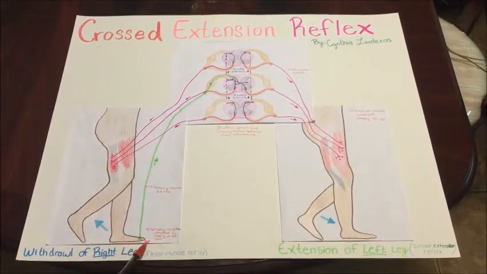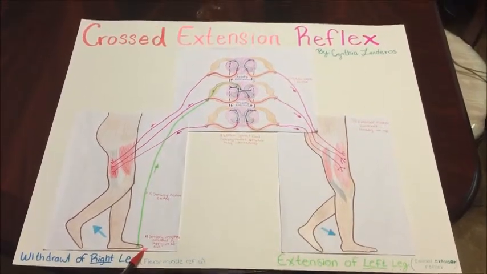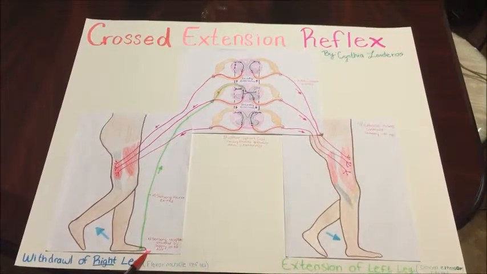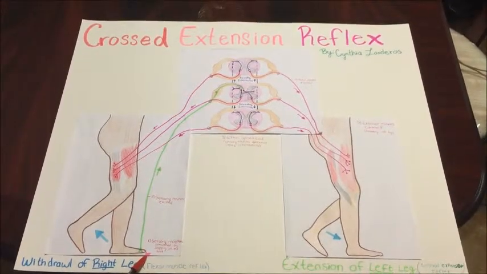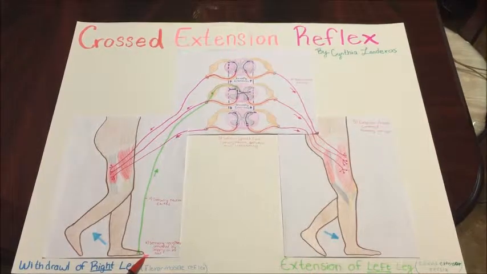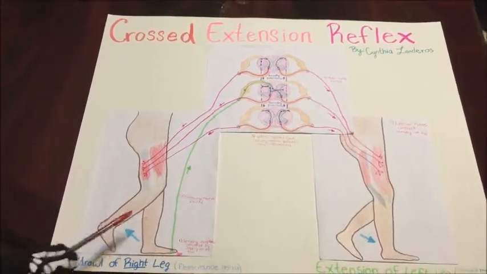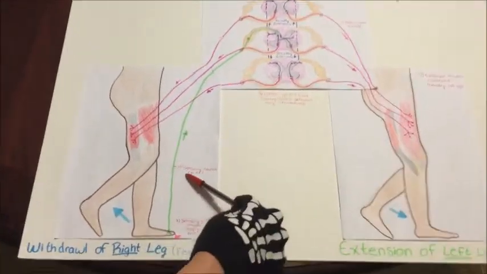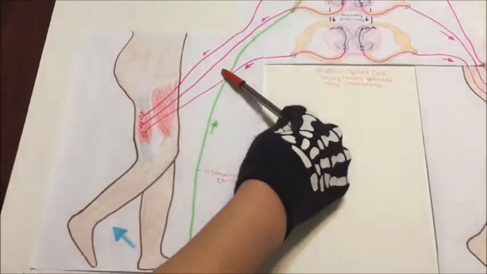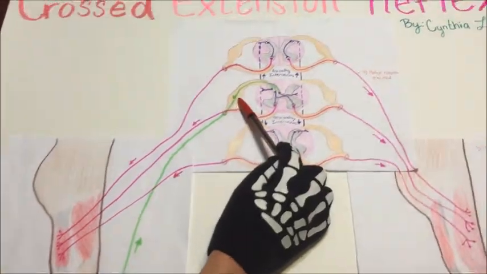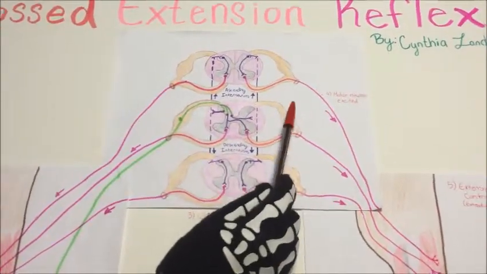The tack will trigger the pain receptors on the same side of the stimulus, also known as the ipsilateral side. This causes an action potential to travel through the axon of the neuron. The pain signal then travels through the dorsal root ganglia into the spinal cord.